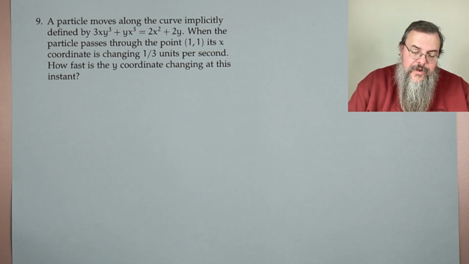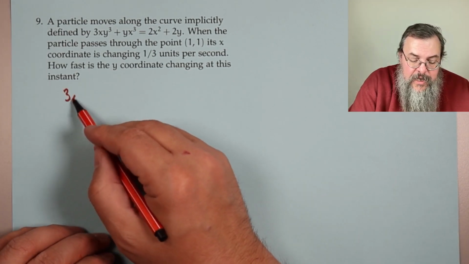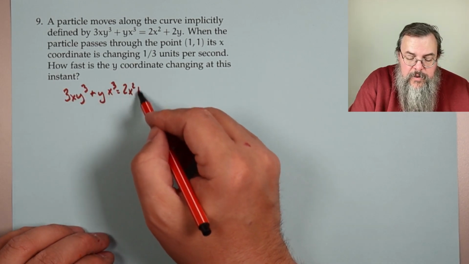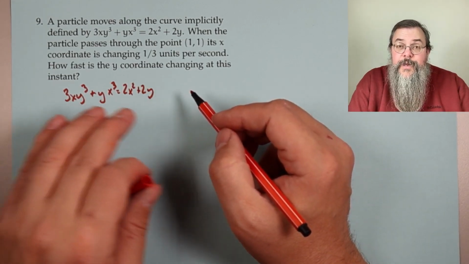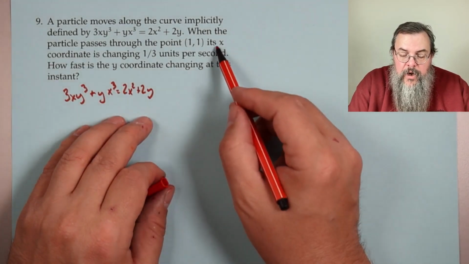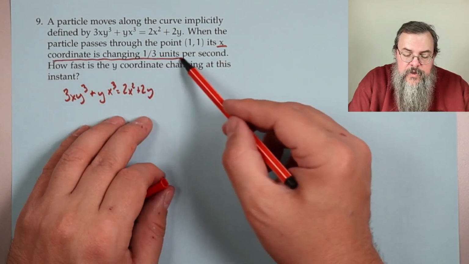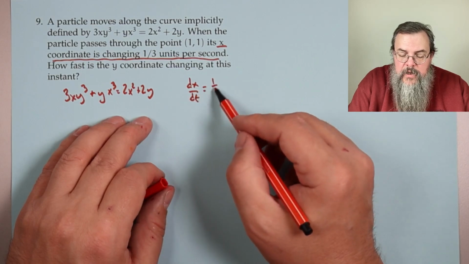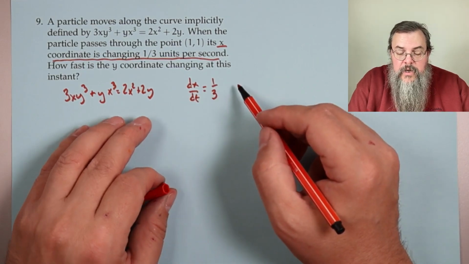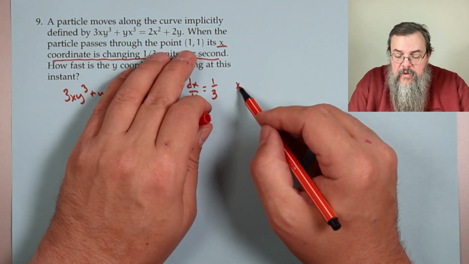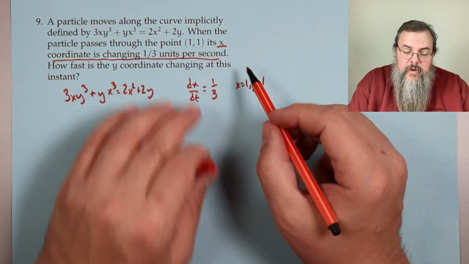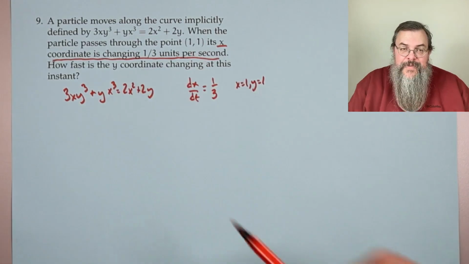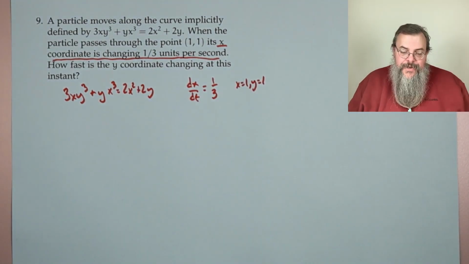All right, so we have our 3xy cubed plus yx cubed equals 2x squared plus 2y. Okay, now this is our relationship between x and y. We're also told the x-coordinate is changing 1/3 units per second. That says, oh, we know dx/dt is equal to 1/3. And we know x and y. So here, x equals 1, y equals 1. They might say, well, how do you know this is x and this is y and not vice versa? It doesn't matter. They're both the 1. All right, great. So what do we do?